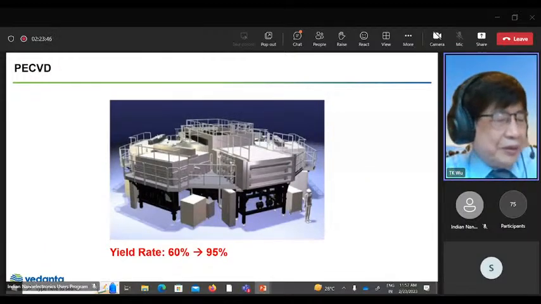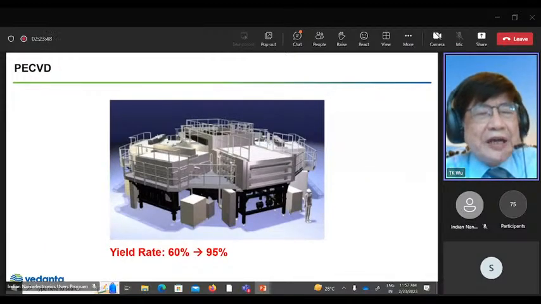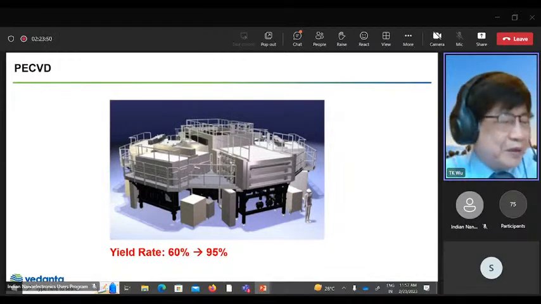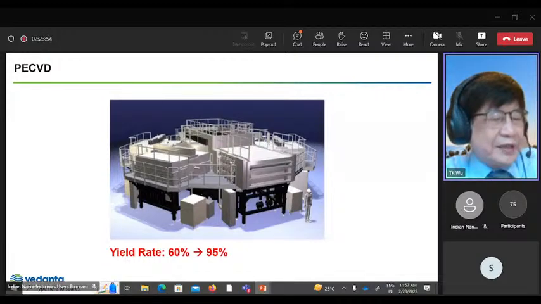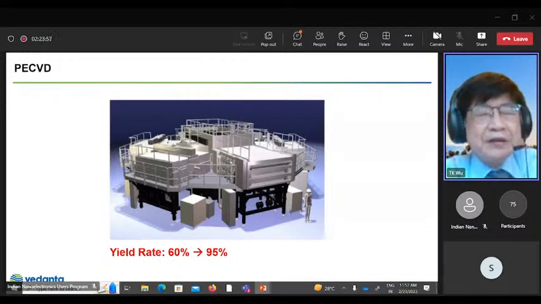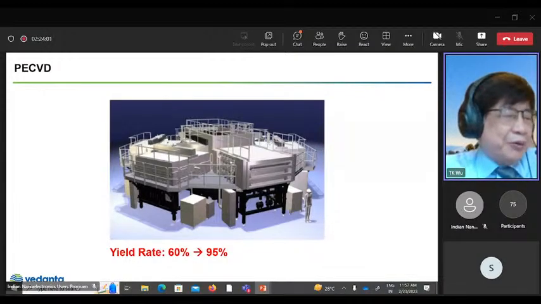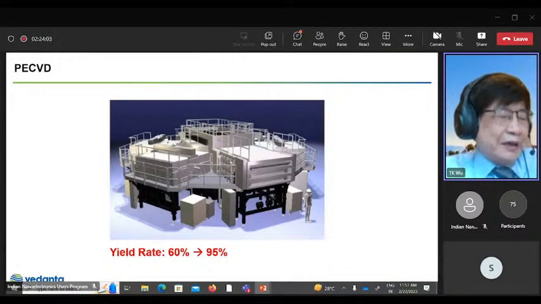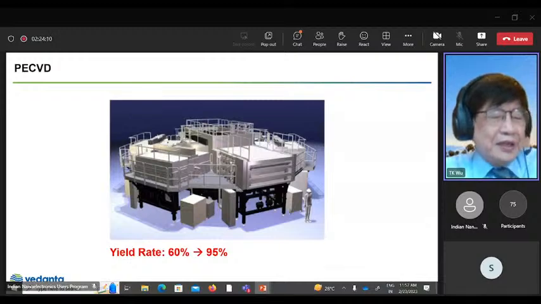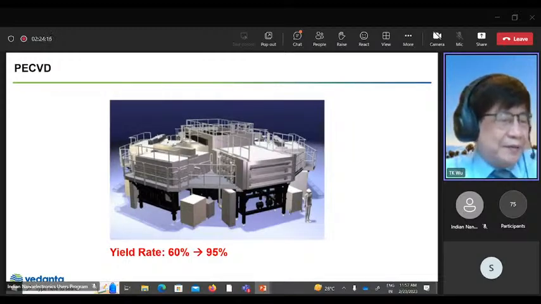Okay, now we just mentioned the AKT PECVD. As you know, the deposition mechanism in PECVD is a surface reaction, meaning the reactive molecule, like a silane molecule, diffuses onto the glass surface. Then on the surface, we have a surface reaction to form the amorphous silicon layer by layer.